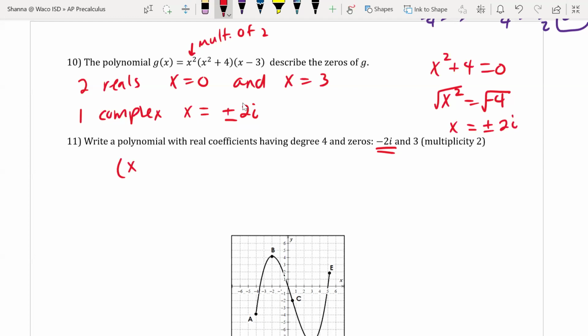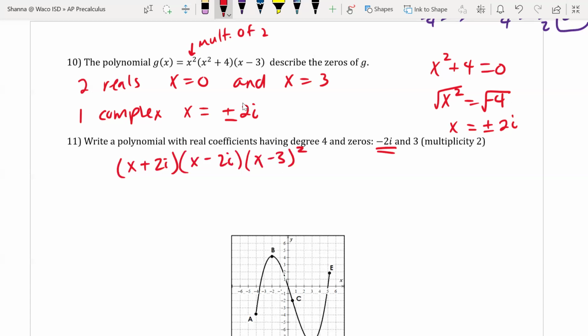It doesn't really matter, but if you have a negative 2i, that means you also have to have its conjugate. They come in a pair, right? So if you're given one, you automatically know that the other one has to be there. And then 3, what does that mean about the multiplicity? What is its factor? If I have 3, what's my factor? There we go. Do we see how we went backwards?